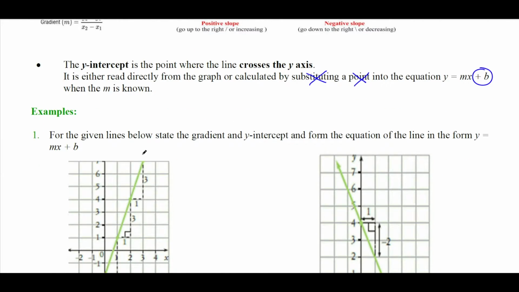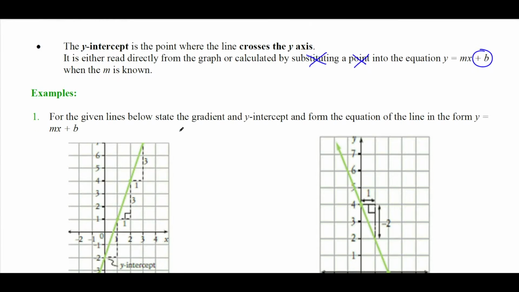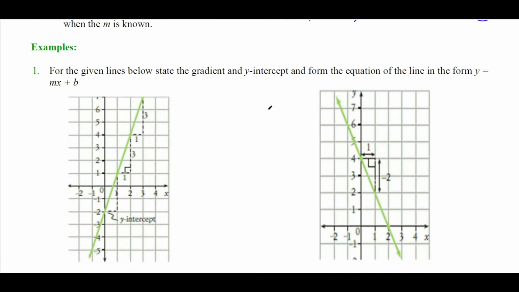Let's go through some examples. For the given lines below, state the gradient and y-intercept and form the equation of the line in the form y equals mx plus b. Let's start by finding the gradient, and we can use m to represent that. Basically, you can just draw a triangle. In this case, the triangle is already drawn for you. It doesn't matter which triangle you look at, because you'll get the same answer regardless. With this triangle, the rise is 3 and the run is 1. So the answer is 3 over 1, which equals 3.